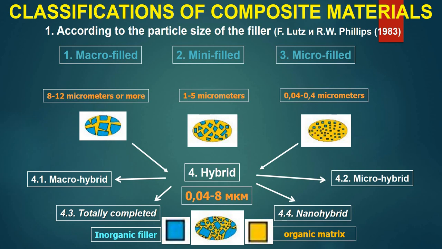Minifilled: from 1 to 5 micrometers. It's hybrid, in class hybrid. Microfilled: from 0.04 to 0.4 micrometers. It can be microhybrid, nanohybrid. Includes organic matrix.